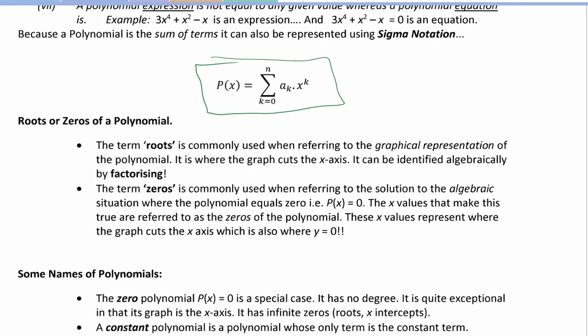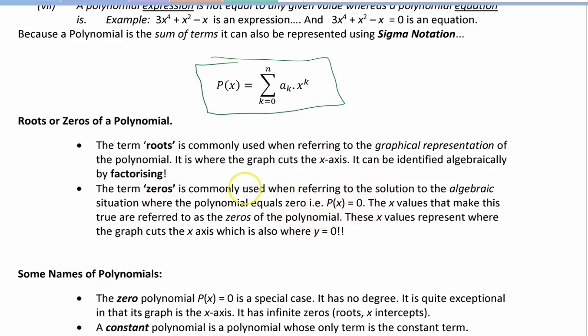Zeros or roots, there's just a minor difference. The term root is used when we refer to the graphical representation, so where it cuts the x-axis, whereas zeros is what we get when we solve the equation equal to 0.